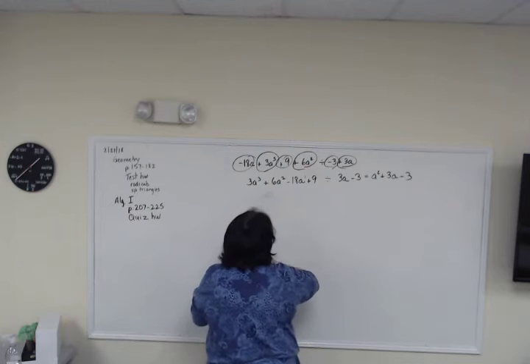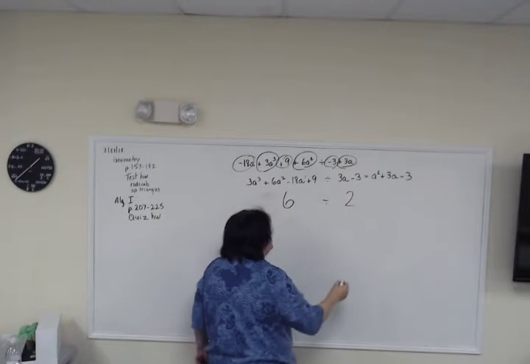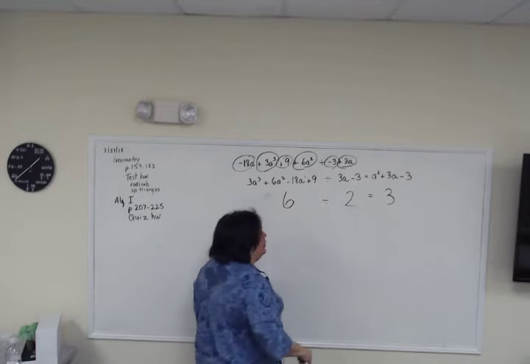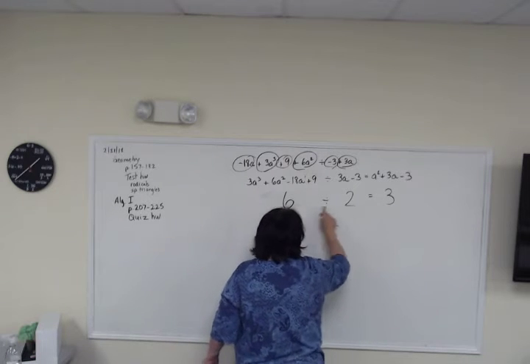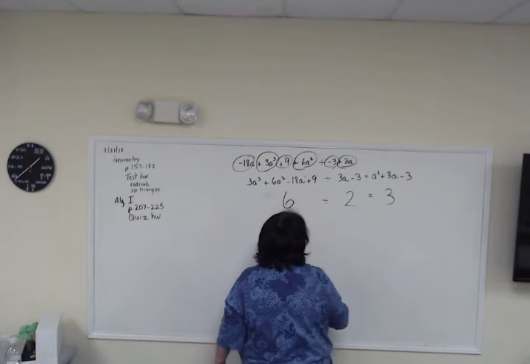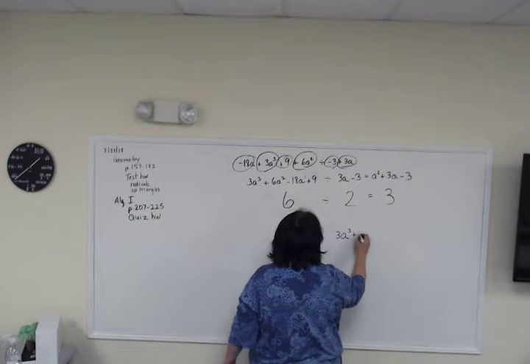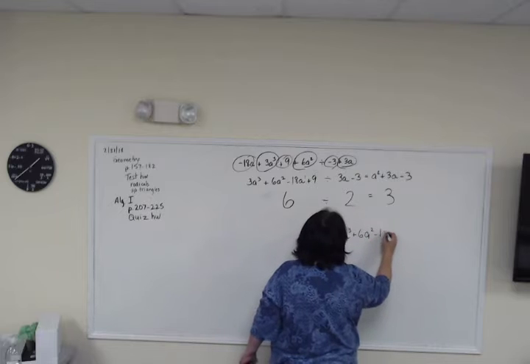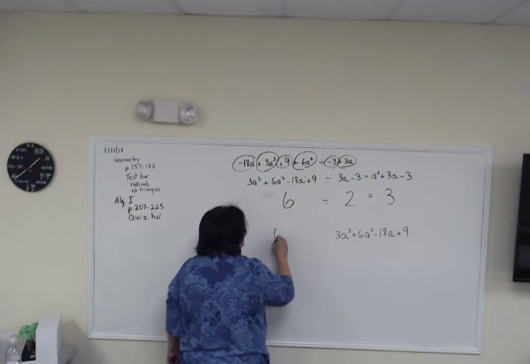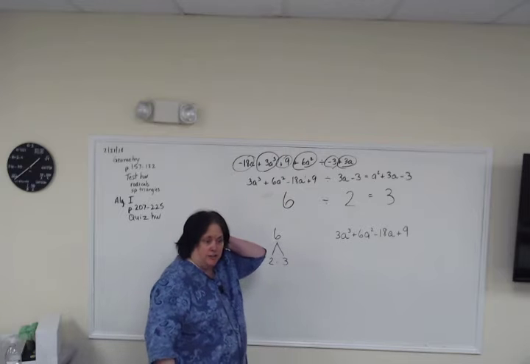Now, if you have some number 6 divided by, let's say 2, that equals 3, doesn't it? And you know, fact family tells you 3 times 2 equals 6, right? So this times this equals this. So if you look at 3a cubed plus 6a squared minus 18a plus 9, if you have 6, you divide it to 2 times 3, don't you? That's a factor tree.